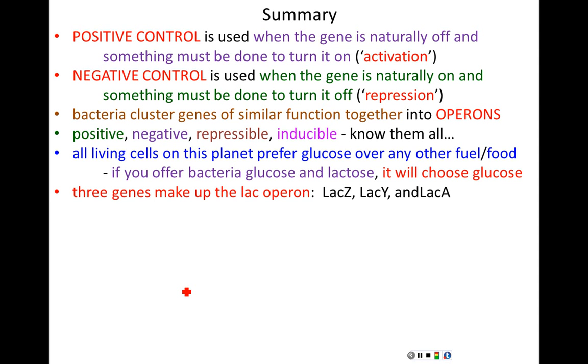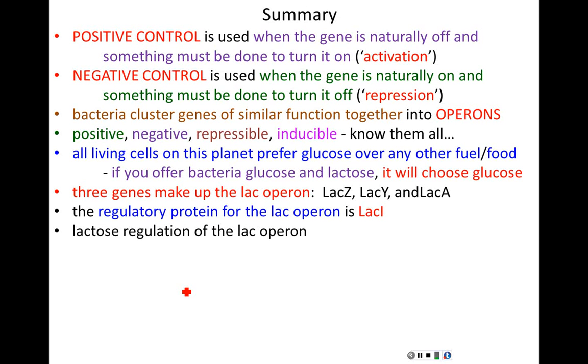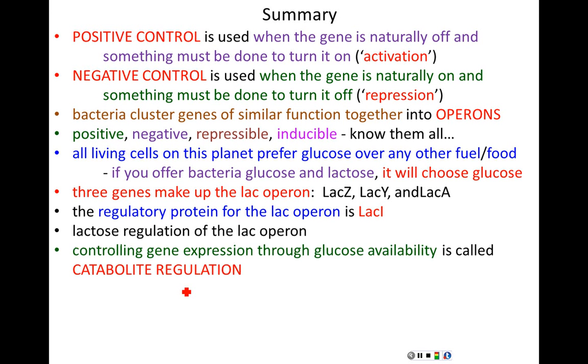We said that 3 genes make up the lac operon: the lac-Z gene, the lac-Y gene, and the lac-A gene. We defined what these genes were. Lac-Z encodes beta-galactosidase, which cuts lactose in half. Lac-Y encodes a permease, which brings lactose into the cell. There's a 4th gene that is not part of the gene cluster. It's the regulatory gene for the lac operon. It encodes the protein lac-I. Lac-I is a repressor.